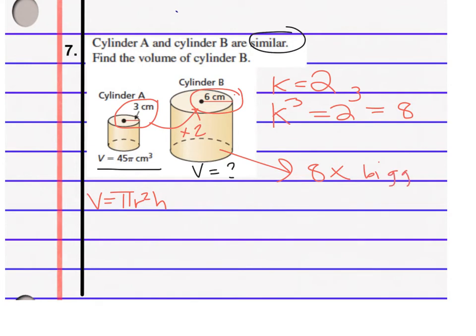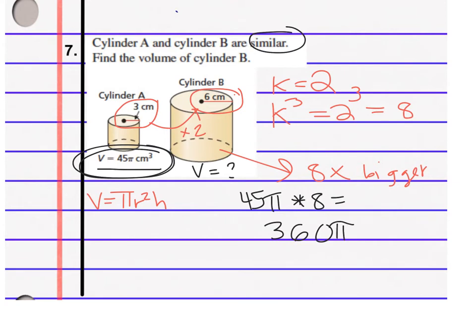8 times bigger. So if the volume of the smaller cylinder, cylinder A, is 45 pi, let's take 45 pi and multiply that by 8. That is going to give me 360 pi. And I don't really need to multiply out the pi. I can if I want to, but I don't need to. Basically I took 45 and multiplied it by 8 and I kept the pi. So that's actually, in this case, a little bit easier, I think, now that you know that pattern.